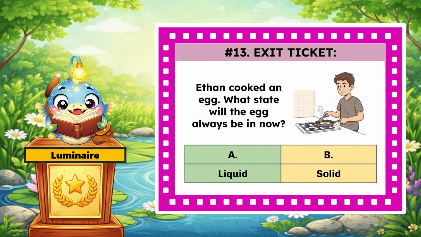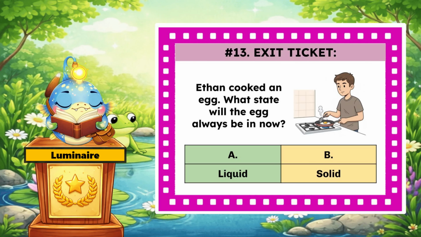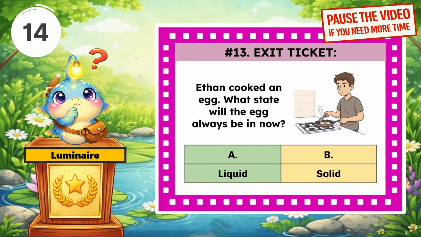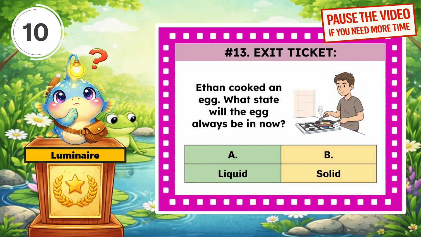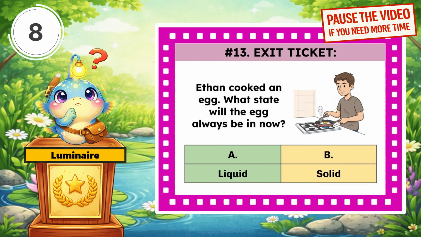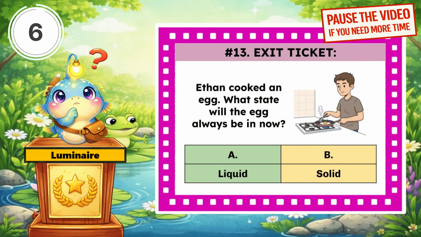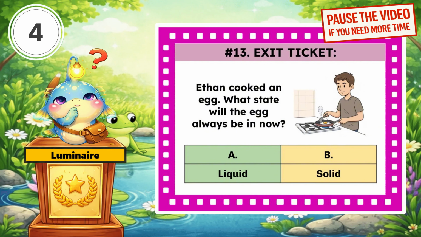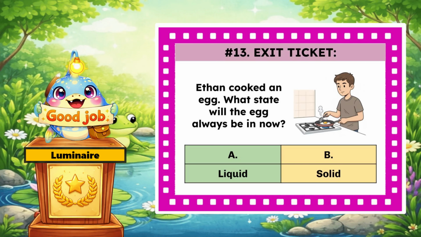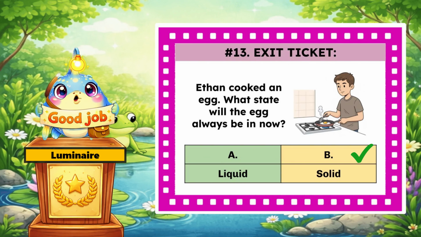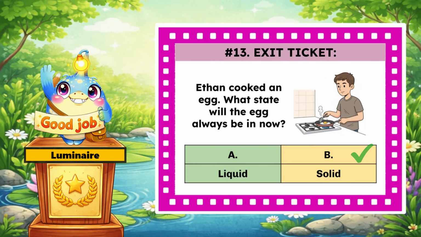Ethan cooked an egg. What state will the egg always be in now? And the correct answer is letter B, solid.